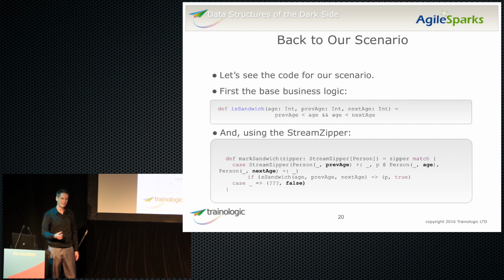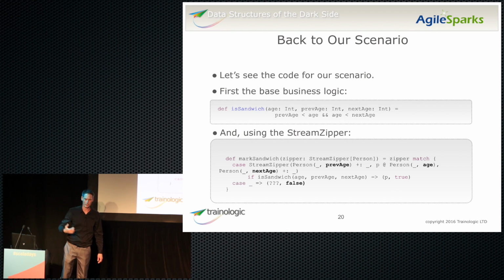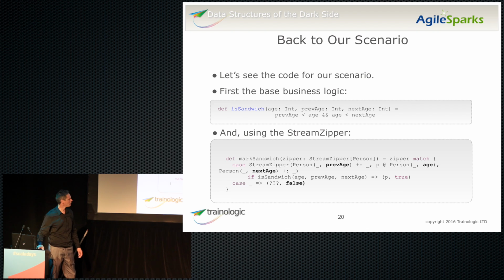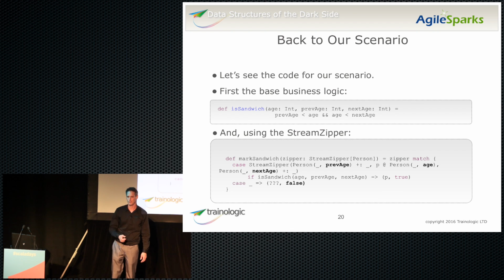And for the right side, I also need to check that it is not empty, that there is actually a next person. So here I'm checking it. The check is whether the stream to the right is non-empty, and the extraction is to give me the next age. And now I invoke isSandwich. Only if my age is greater than the previous age and less than the next age, I want to return the person and true. See? And in the other case, I need to return the person and false.